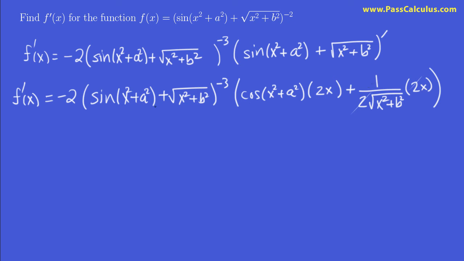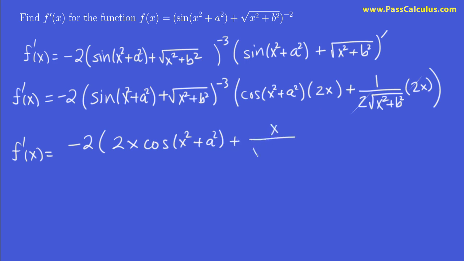And I could bring this to the bottom level. I guess I'll do it, even though it doesn't make it look that much better. So minus 2. I'll put the 2x in front. So 2x cos x squared plus a squared plus x over the root of x squared plus b squared. And this could go to the bottom. It doesn't look that great because we already have a fraction here, but let's just go for it anyways.